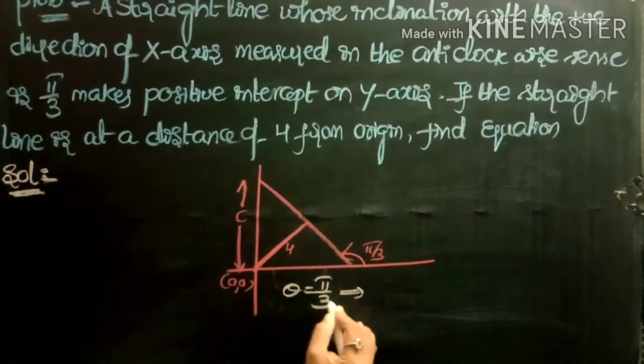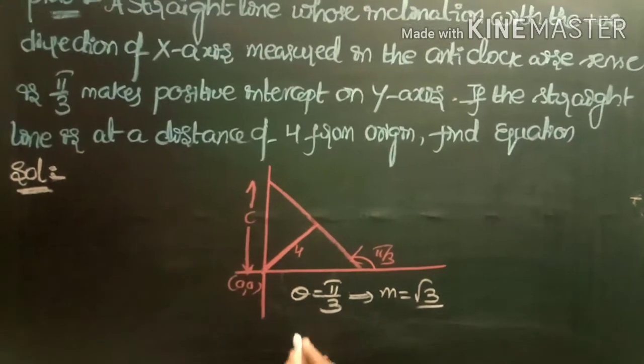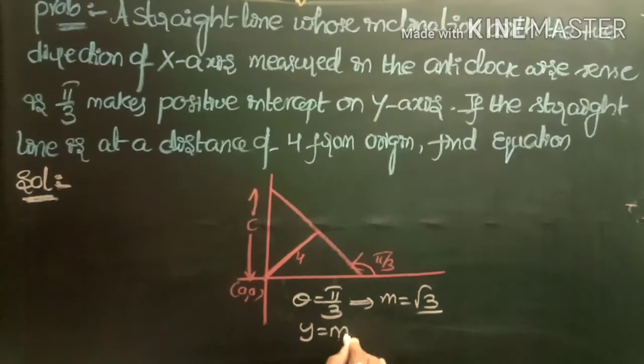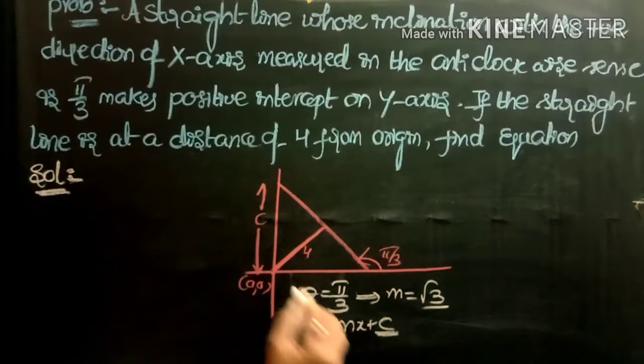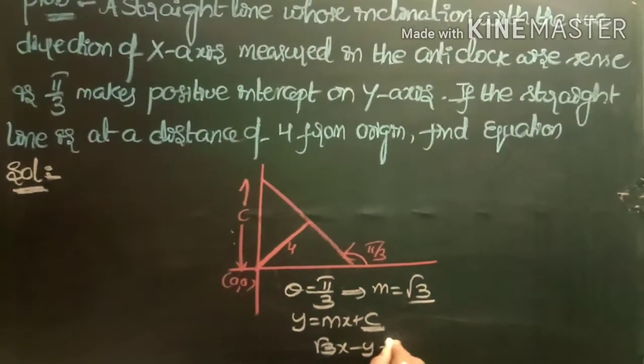M is equal to tan theta, tan 60. That is, the value of m is equal to root 3. Now, what is the equation of the line? First we take the equation of the line as y is equal to mx plus c, where c is the y-intercept. That is, root 3x minus y plus c equal to 0.